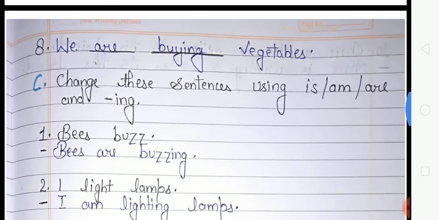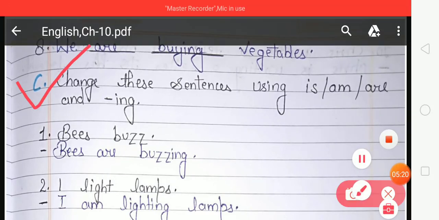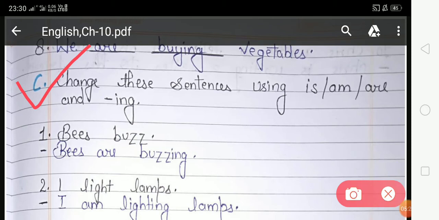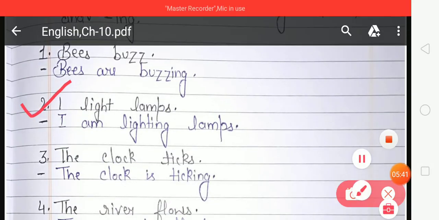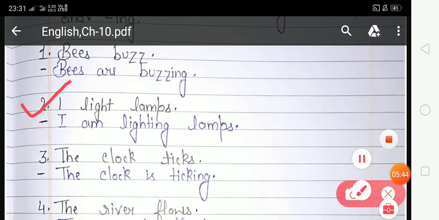Now look at next exercise, that is exercise C. Change this sentence using am, is, are and ing. Now look at first, bees buzz. So the word bees represents the plural, so with plural we use are, and the sentence will become bees are buzzing. Now look at next, that is second, I light lamp. So student, we always use I with am, and in the action word you have to add ing, so the sentence will become I am lighting lamps.